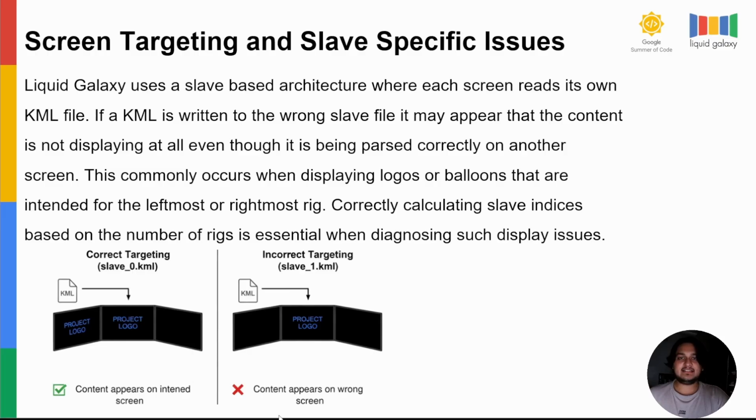If the slave index is calculated incorrectly, the content may be rendered on the wrong rig or outside the visible area, which looks exactly like a rendering failure. The key point here is that this is not a parsing problem, but purely a targeting problem. So when content seems to be missing, one of the first things to verify is whether the content file is written on the correct slave, and whether the slave indices match the actual number of rigs in the system.